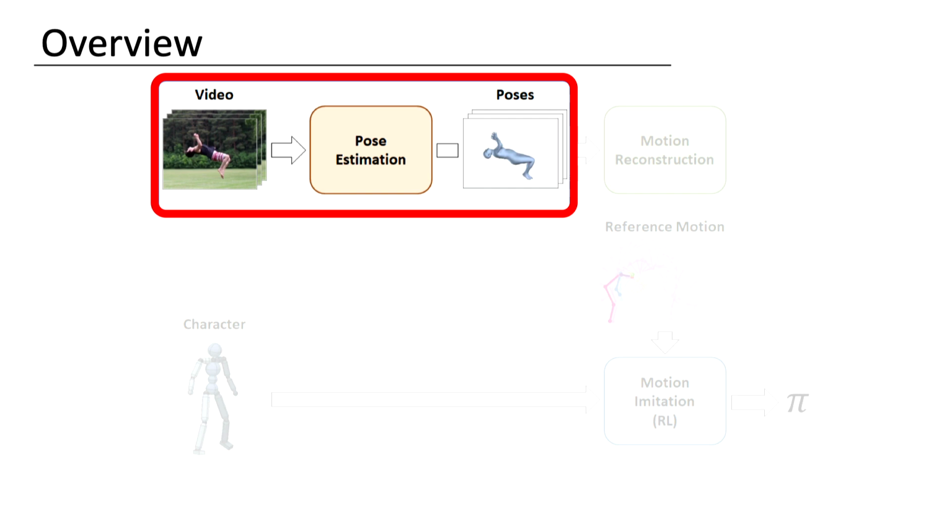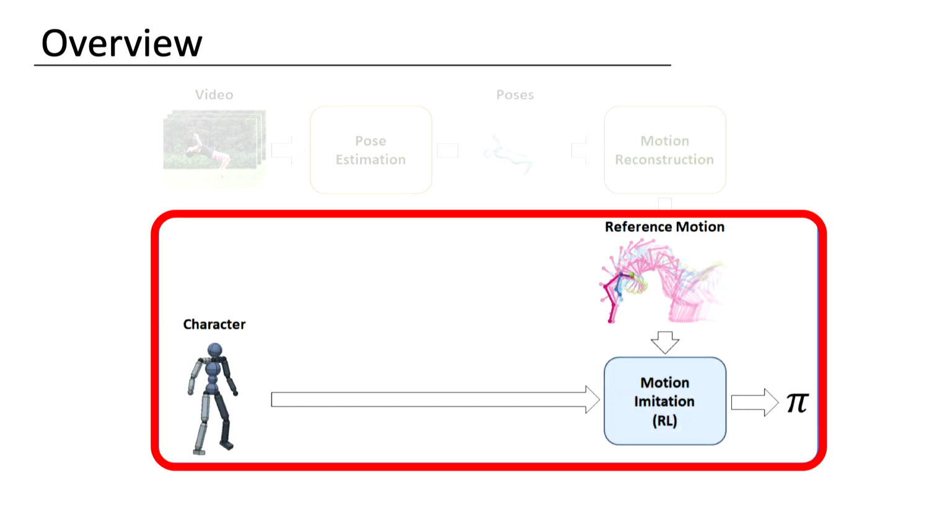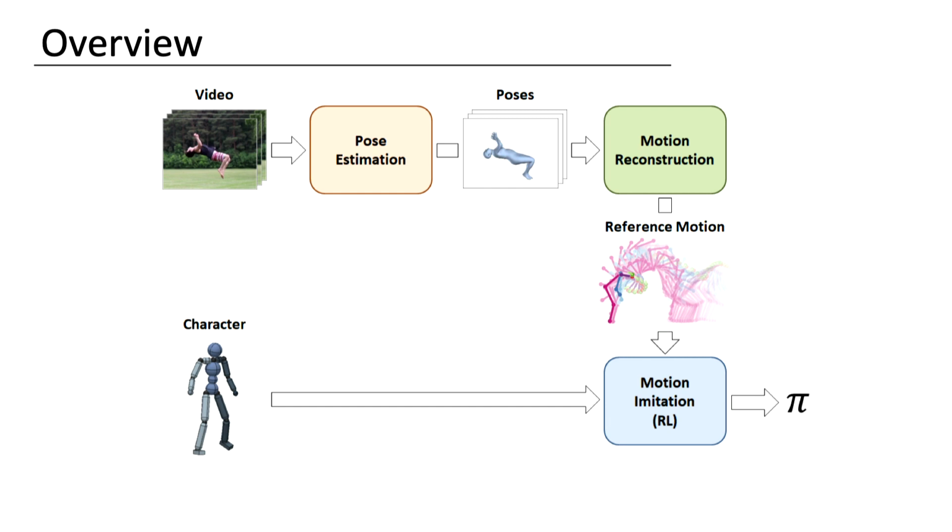Given an input video clip, we'll first process that video using a vision-based pose estimator, which will predict the pose of the actor in each frame. Given the set of pose predictions, we'll then reconstruct a kinematic reference motion that describes the motion of the actor in the video. And once we have the reference motion, we just apply the same reinforcement learning technique as before to train a policy for imitating that motion. So for the most part, we're just taking a fairly straightforward approach to video imitation. But let's see how well this works.